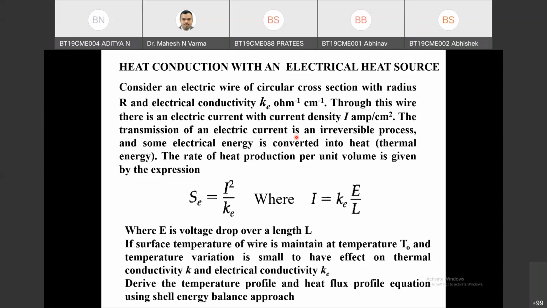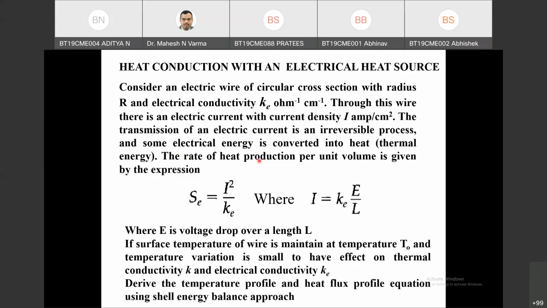So when current is passing through this wire, some of the electrical energy is lost, and it is converted into heat energy. Hence, if you touch a wire, don't touch a bare wire, okay. Even if you touch an insulated wire, you will see that it is slightly heated up when it is used for a longer time. Why? Because some of the electrical energy is converted into heat energy while transporting.